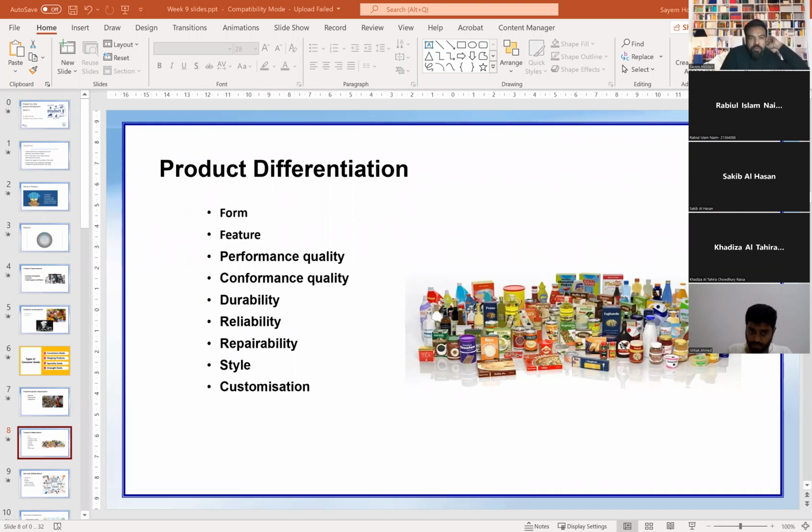Okay, so form, feature. Feature again is the feature of the product. One product will be different from another. You buy an iPhone, you buy a Samsung phone, you buy a Xiaomi phone, they're all different in the features, right? We differentiate products from one to another based on their features. Performance quality. Some products we pay more for. Why? Because of the performance of the product, purely performance. Performance is the biggest factor for which we sometimes pay more to buy a quality product.